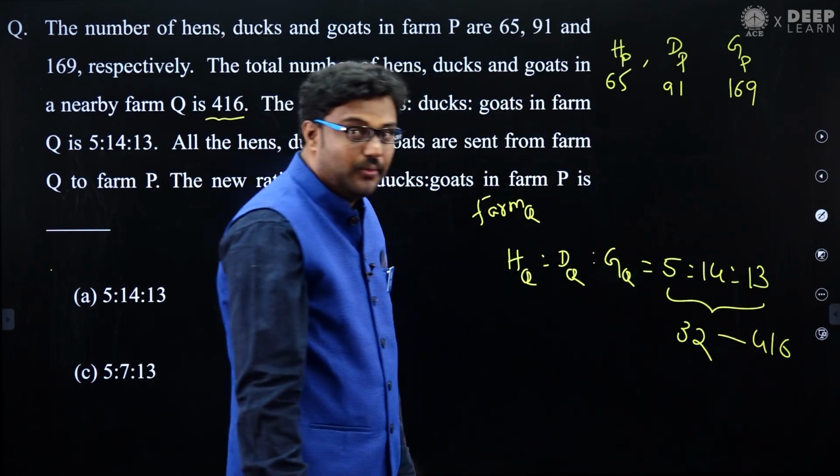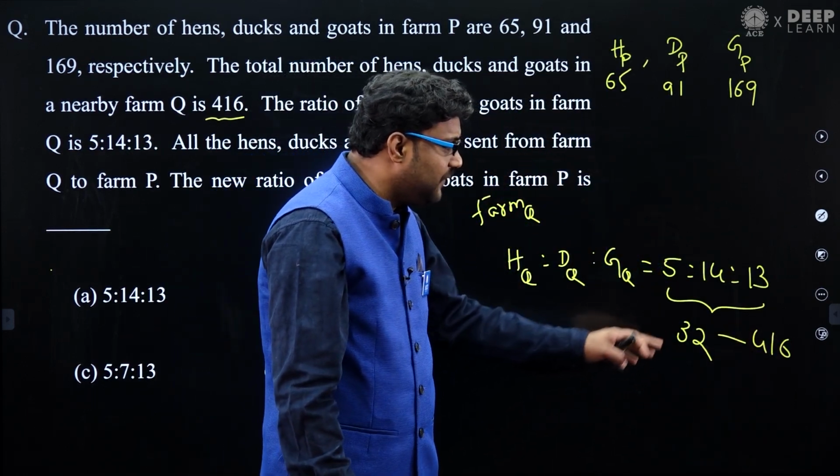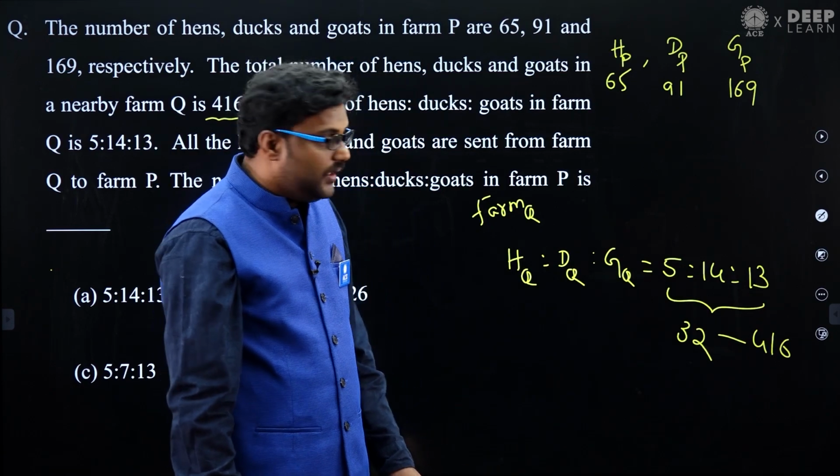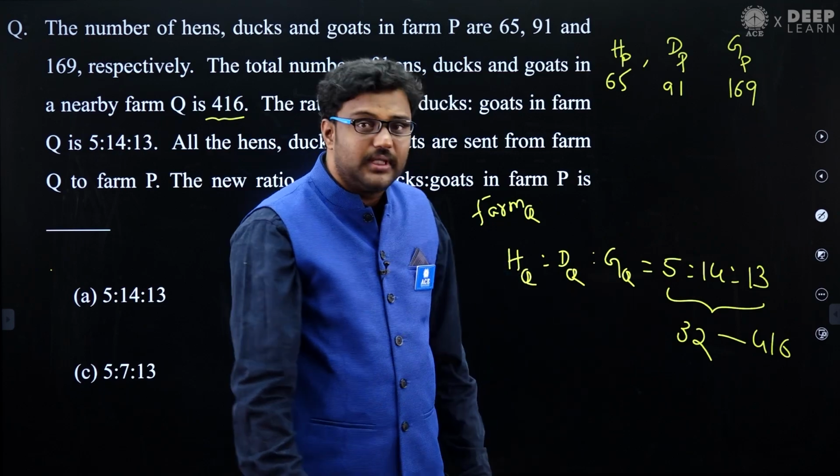So what we should do? What is the relation with respect to 32 and 416? We have to check. Into 10 will give 320.